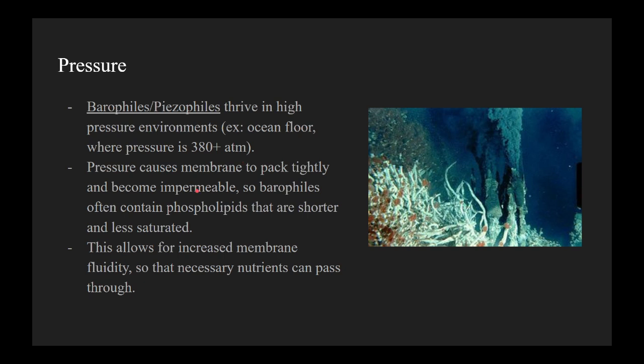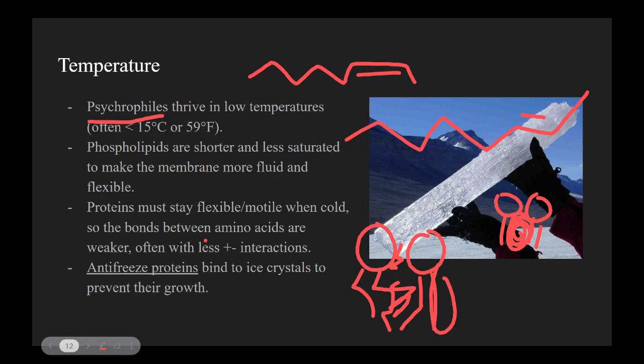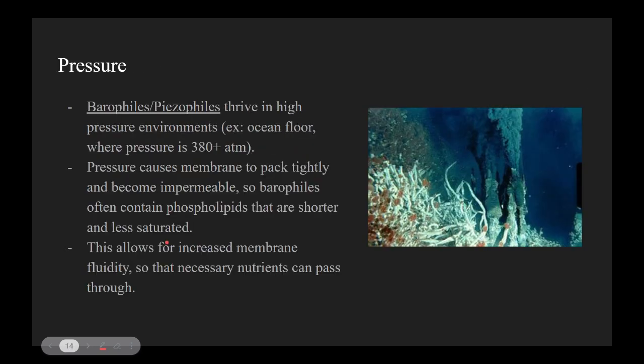Since that pressure is compacting these cells down, the membrane begins to pack very tightly and become impermeable. And we don't want that because, similar to how we mentioned with the freezing, we want the membrane to still be somewhat permeable so that nutrients can pass through, and our proteins within the membrane can function normally. So these barophiles need to offset this tight packing effect. Again, they contain phospholipids that are shorter and less saturated, just like the psychrotrophs here, so that they can resist that membrane packing.